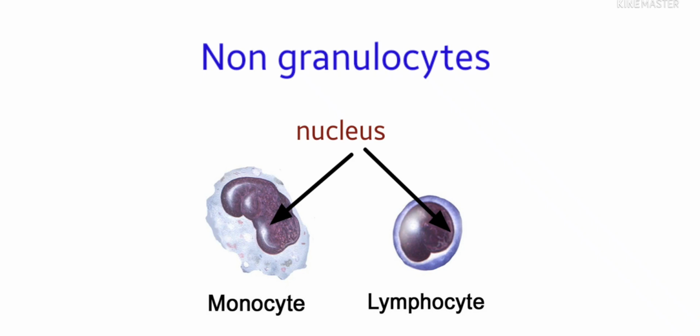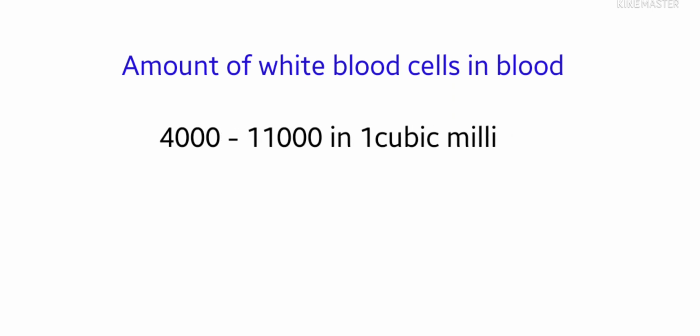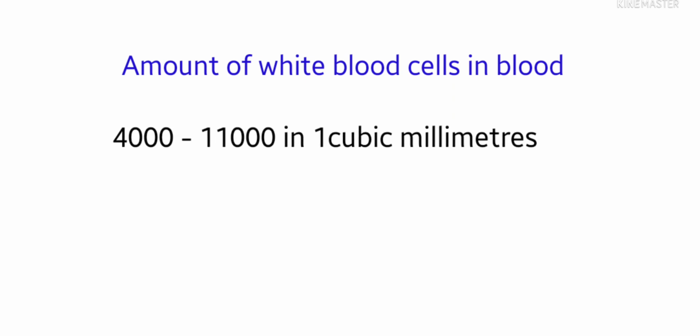The remaining 25% of leukocytes are round shaped, have very large round nuclei, and a thin layer of cytoplasm without granules. These are called non-granulocytes or agranulocytes. Non-granulocytes are divided into two: lymphocytes and monocytes. 1 cubic millimeter of human blood contains 4,000 to 11,000 white blood cells.